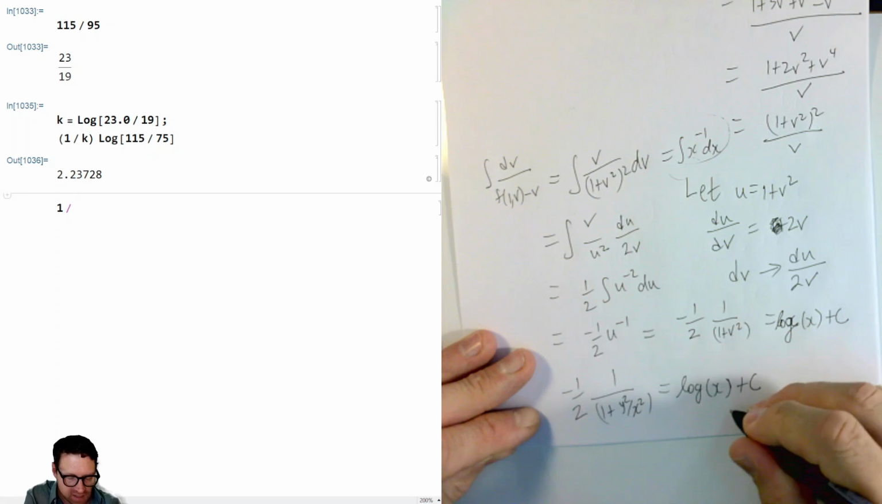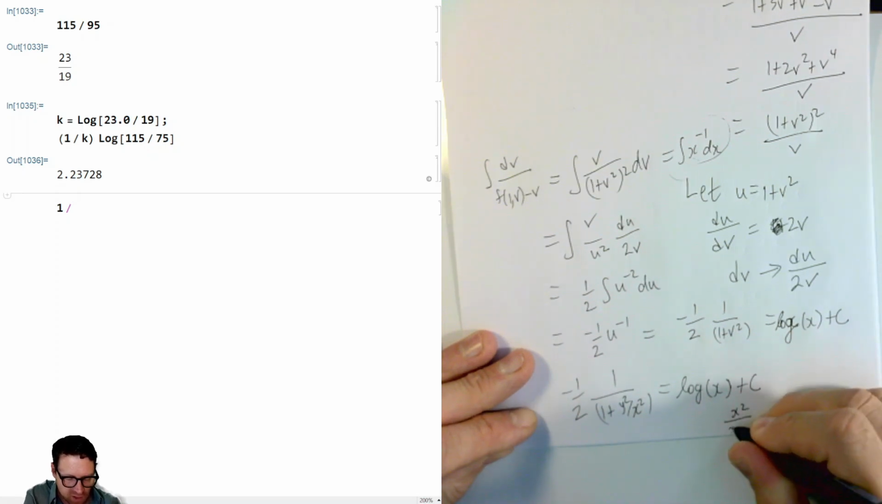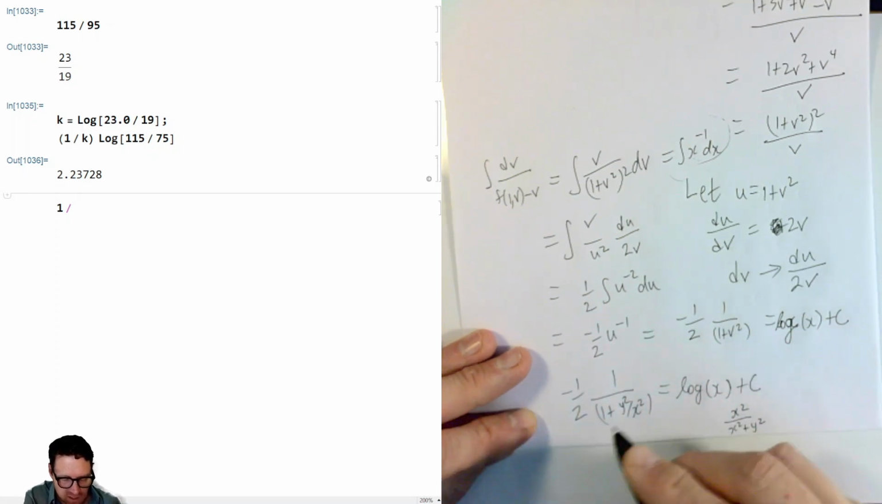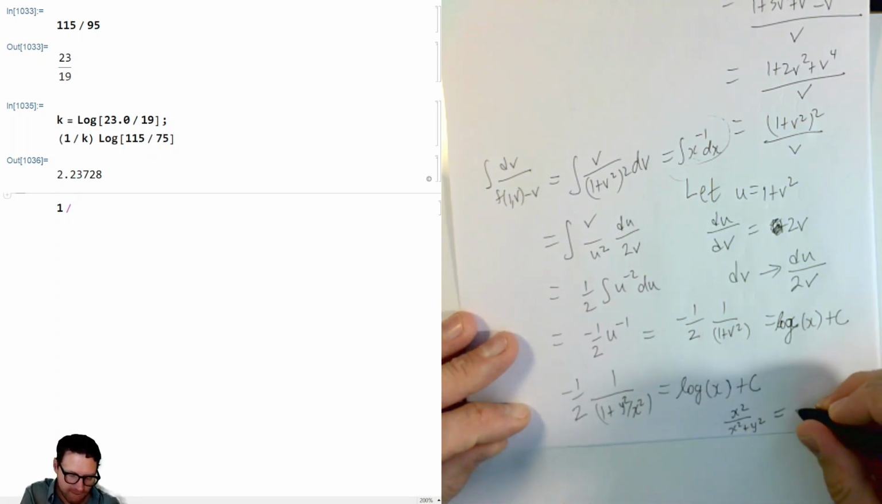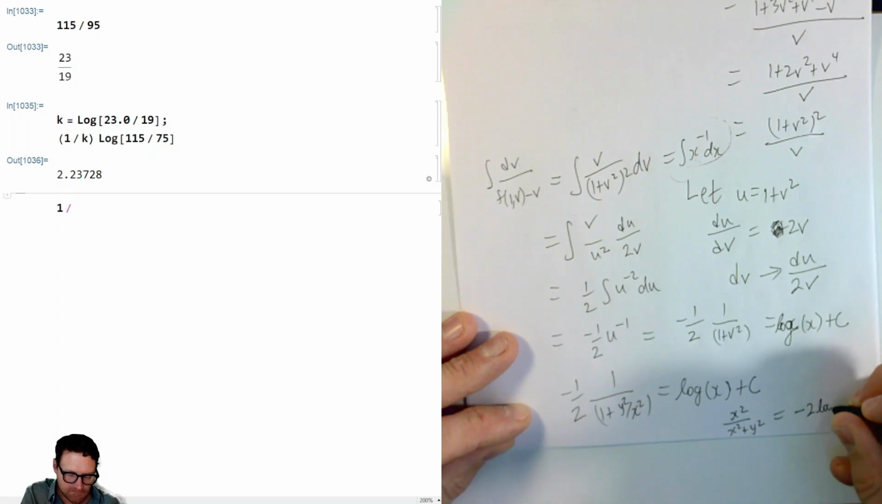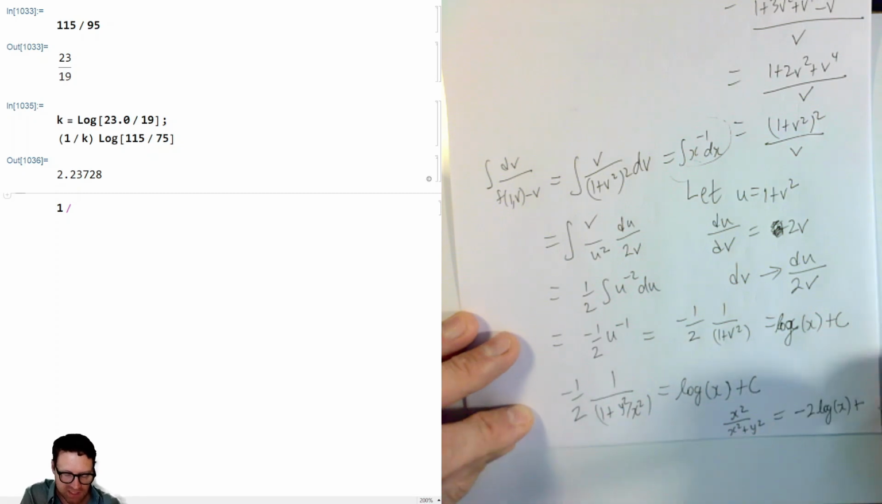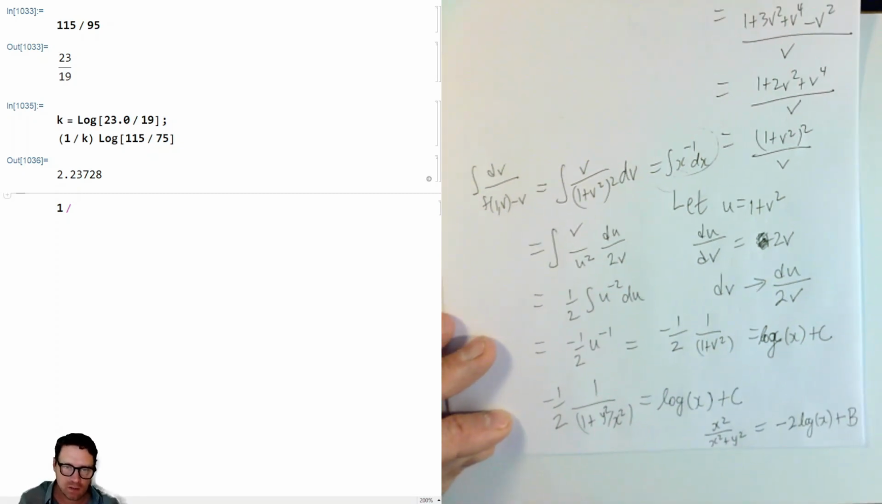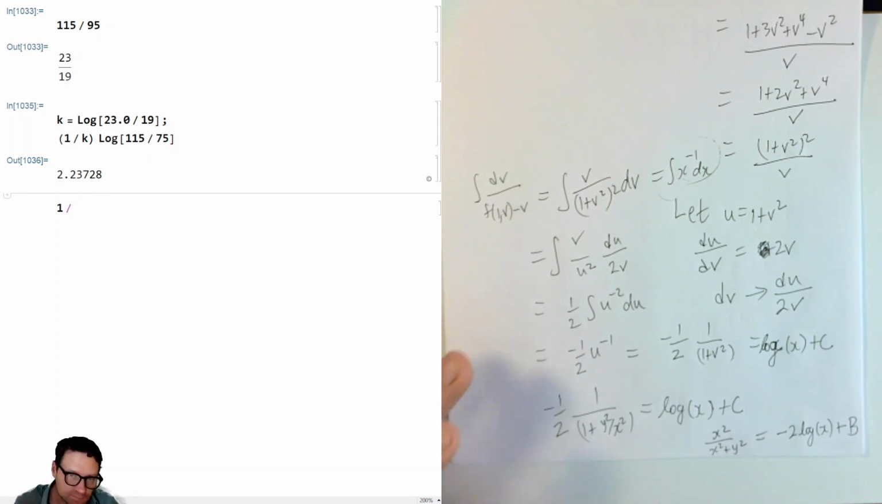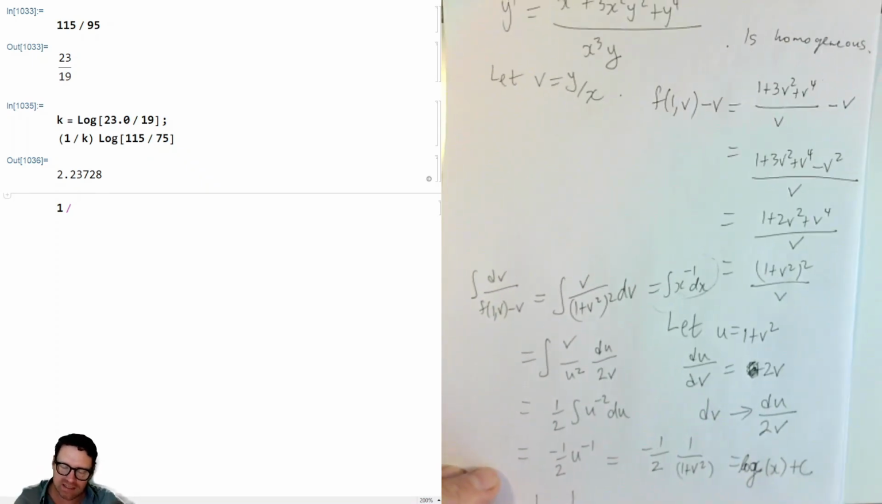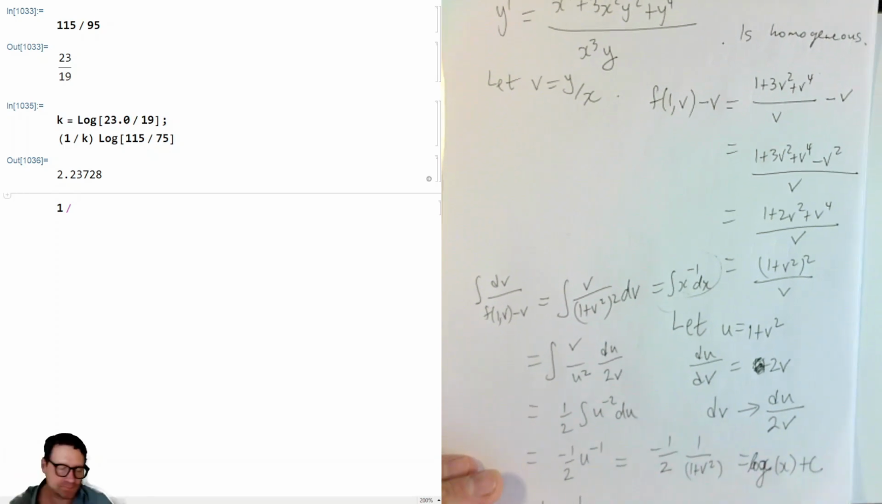by x squared and get x squared over x squared plus y squared. Multiply both sides by minus 2. And then minus 2 times c, let's call that b. Okay, so now we've got a curve. And that's probably good enough as a solution of that problem. All right, let's move on to another one.